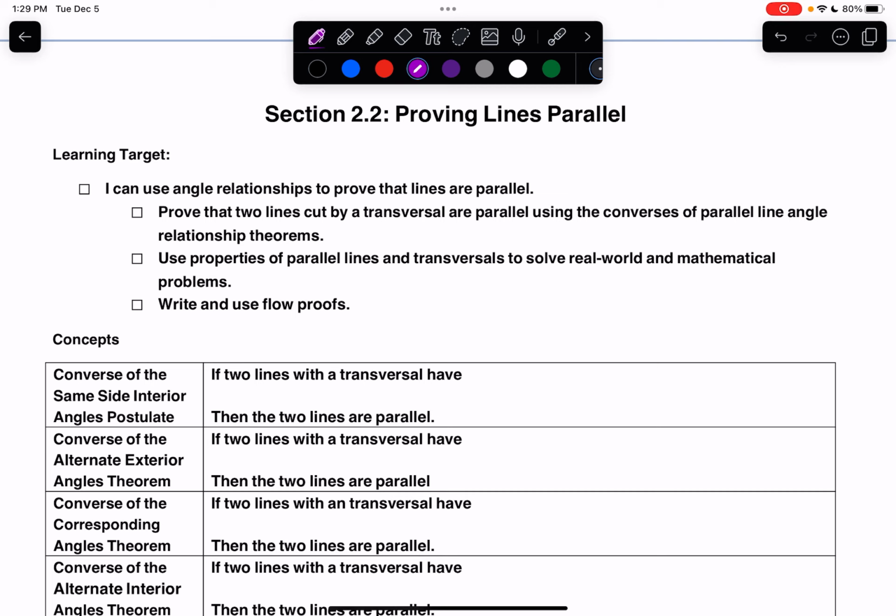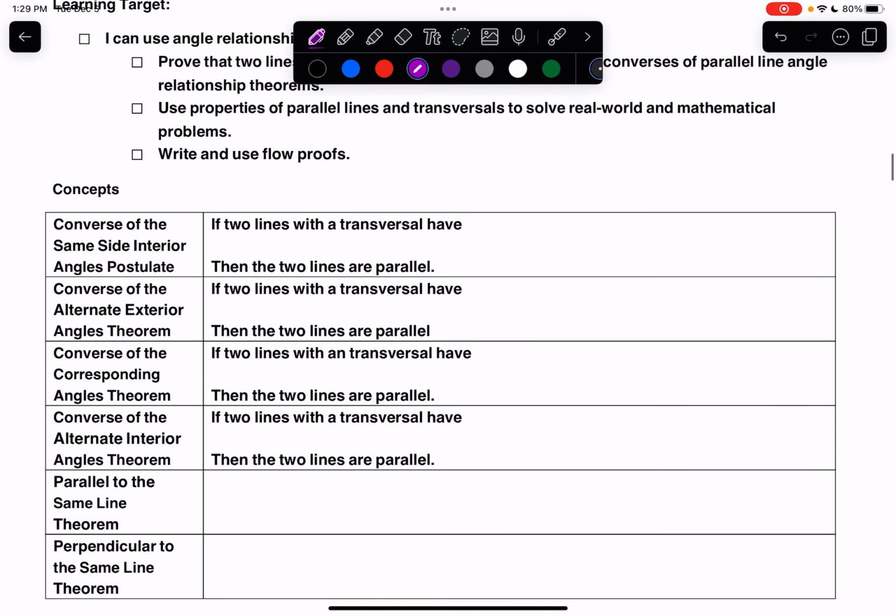In this section, we're going to say, what if we don't know that our lines are parallel? What if we just have two lines? How can we use those angle pairs to prove that the lines must be parallel? So all the theorems we're going to do today are converses, the converse of the theorems we did yesterday. And each of these is going to be very similar to what we did yesterday.